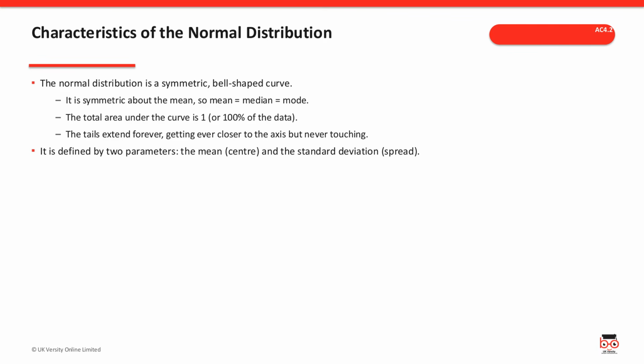The normal distribution is that famous symmetric, bell-shaped curve. Being symmetric about its center, its mean, median, and mode all sit in the same place. The total area under the curve is 1, or 100% of the data, which is what lets us read probabilities off it. And the tails stretch out forever, getting ever closer to the axis without ever quite touching it.